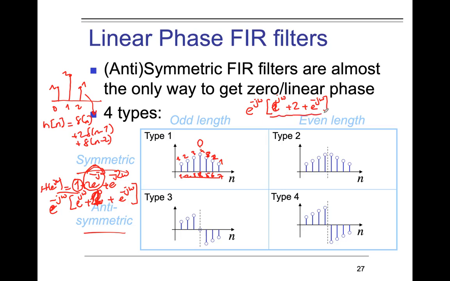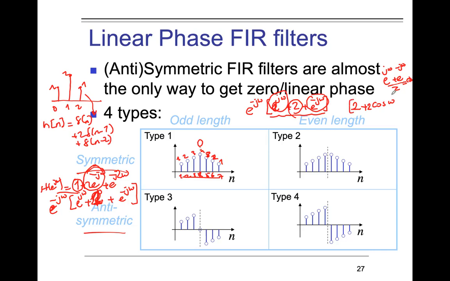What is this part? 2 plus 2 cosine omega. Why? e to the power j omega plus e to the power minus j omega divided by 2 is cosine. So the addition of these two is going to be 2 cosine. I already have this one in my hand.